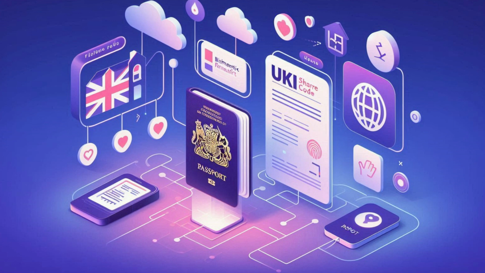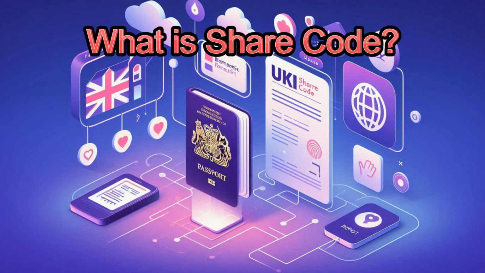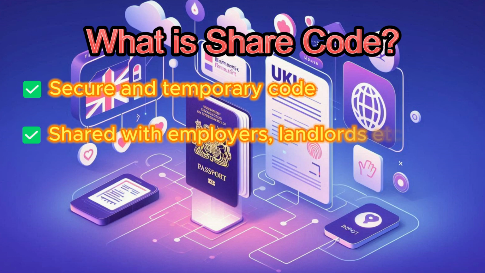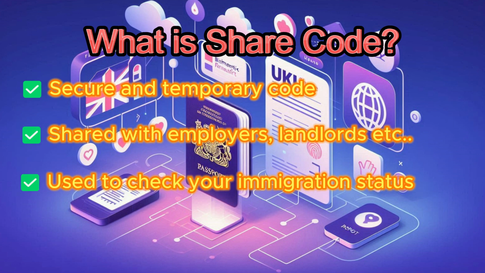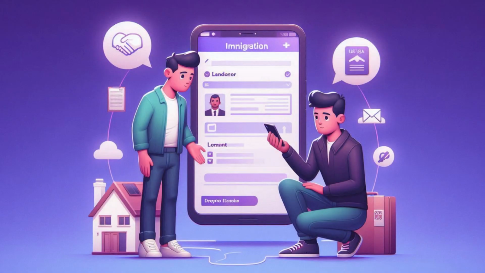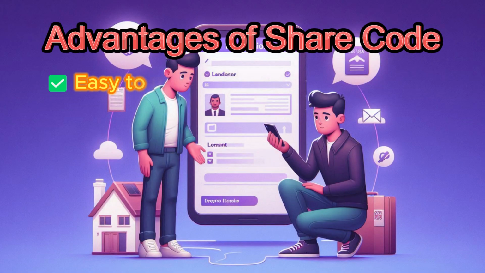Before we dive into the actual steps, let me explain what a share code is and why it's important. A UKVI Share Code is a secure and temporary code that lets someone, like your employer, landlord, or university, check your immigration status online. It's part of the UK government's View and Prove Your Immigration Status service. The great thing is, it's super easy to use.